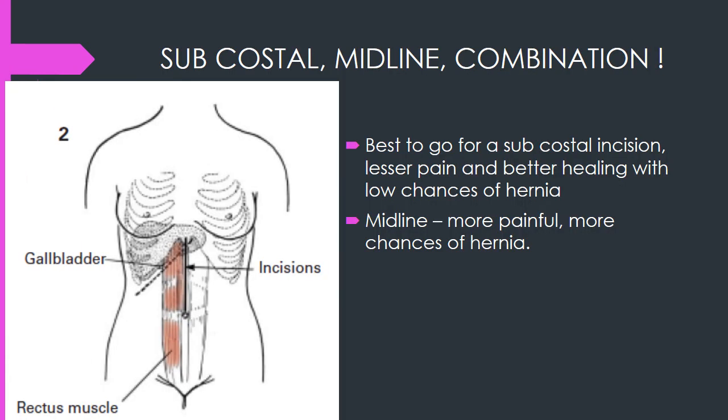After prepping and draping the patient, you need to make the incision. The incision chosen is either a subcostal Kocher incision or a midline incision. It is best to go in for a subcostal incision because it can be extended on either sides. It is less painful, it has better healing and a low chance of hernia. A midline incision on the other hand is more painful. As you know, upper abdominal incisions will create more atelectasis, more chances of hernia, and the exposure is not so good. You can't even lateralize the incision if required.